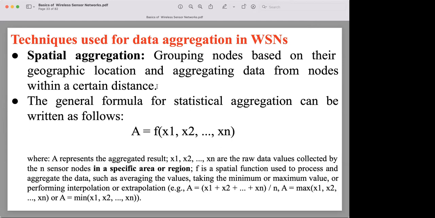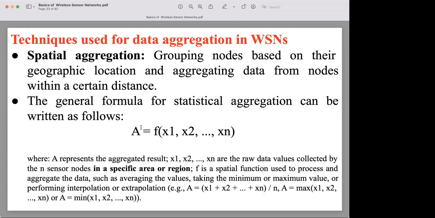So they do all these operations with respect to the location. In that case, we can take some center of the location, make some radius, and whatever nodes are within that radius, they take the data and do all these things. This is the same formula: you have n nodes, you can use some aggregation function here, and take the decision. Sometimes we can take the average value, or we can take the minimum or the maximum value, like this aggregation.